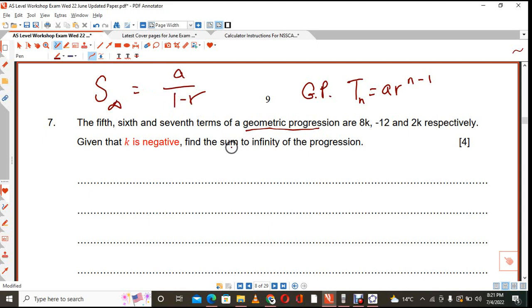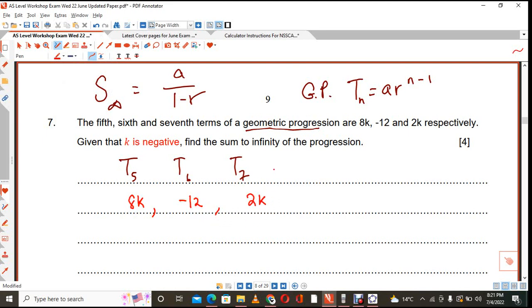Okay. That I will have to know. Okay. For this question, what do we know? We know that the 5th term, and then the 6th term, and then the 7th term. So let me just choose a nice color. So the 5th term is 8k, the 6th term is negative 12, and the 7th term is 2k.